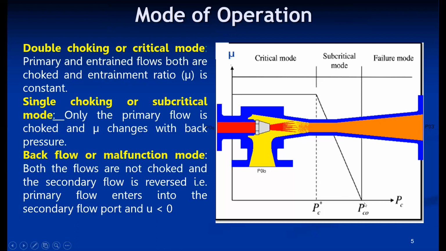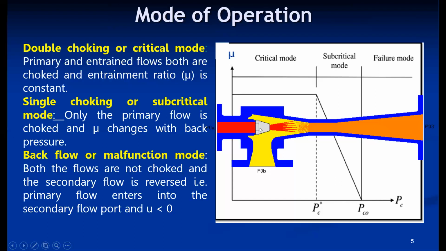So in this particular mode or zone, there is a possibility of backflow. That mode is also called a failure mode, where the flow is not possible or reverse flow takes place. The second mode is called the subcritical mode. When the pressure falls below this point, which pressure? That is the condenser pressure. If the condenser pressure falls below this point, then there is a possibility that the discharge pressure is more. So in that case, that is single choking or the subcritical mode.